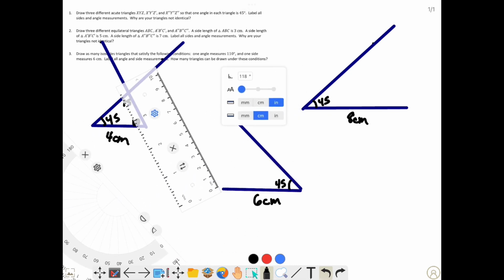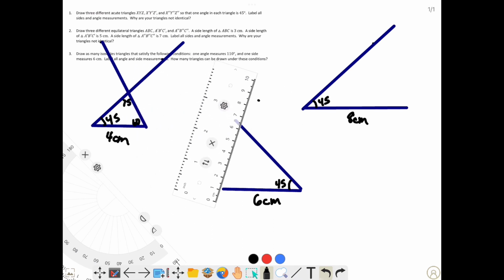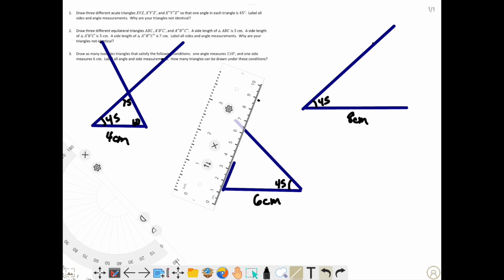So using my protractor, I created another mark, and I'm going to connect those points. Again, don't forget to label your angle and your side lengths. Using that same math, we can subtract 45 and 70 from 180, and we get that the third angle is 65 degrees.